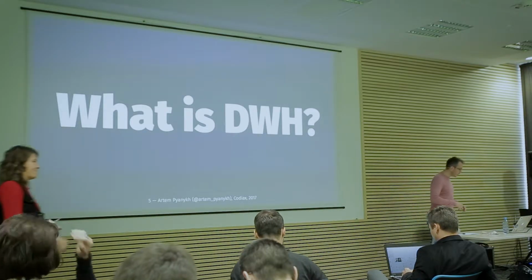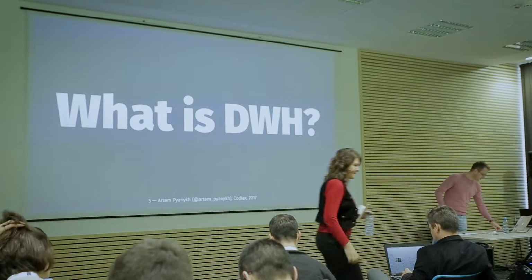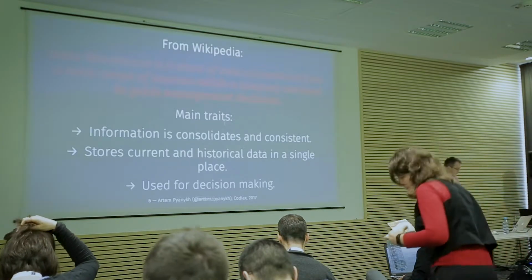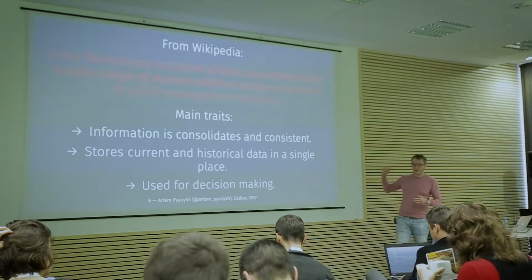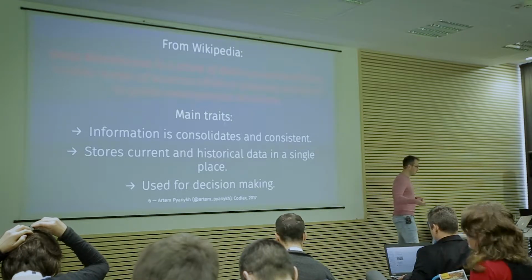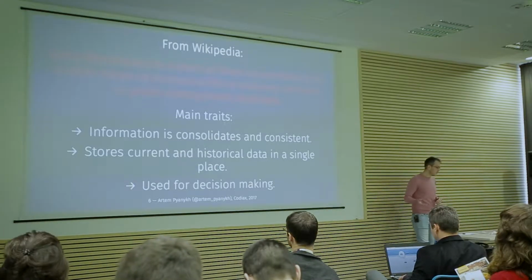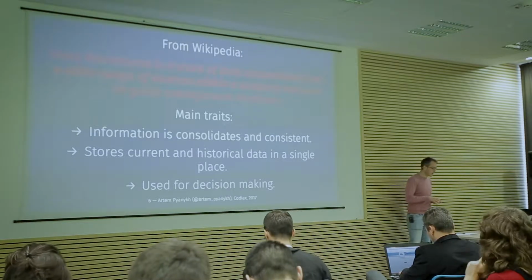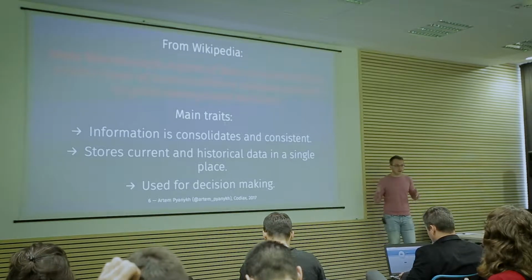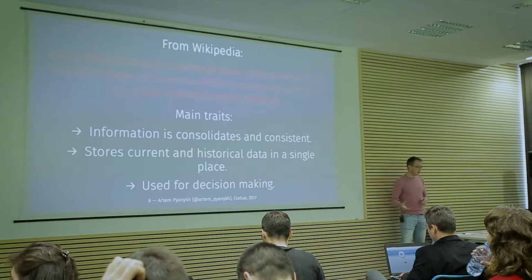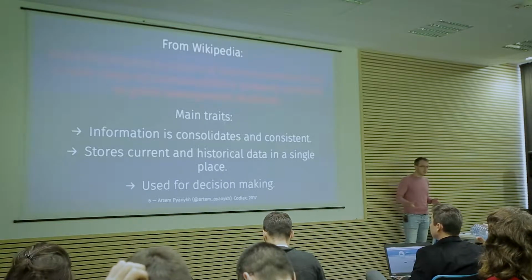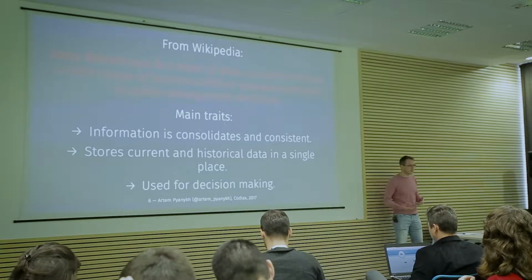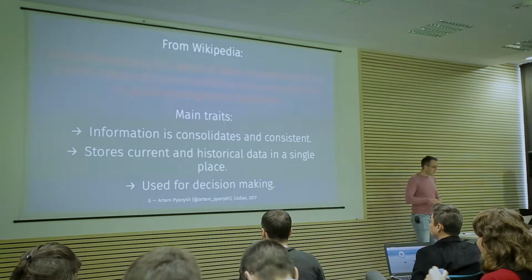Okay, so basically, what is a data warehouse? Let's start from the basics to make sure we're all on the same page. There is a definition from Wikipedia, and if you read it, you will see the main traits of a data warehouse. Information there should be consolidated and consistent. Without this, no one will trust your numbers, your data, and will not use it for day-to-day decision making.